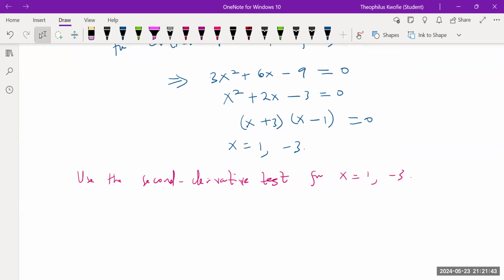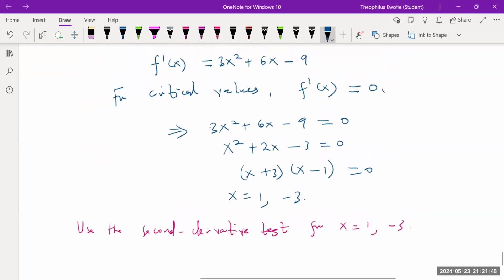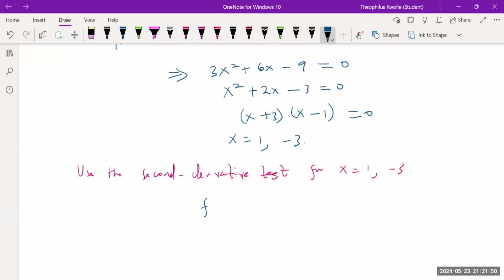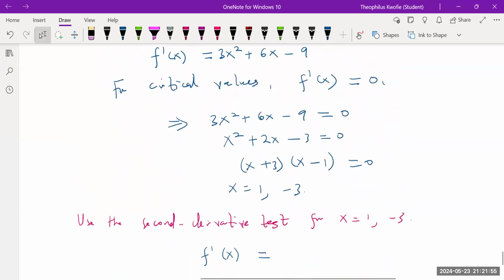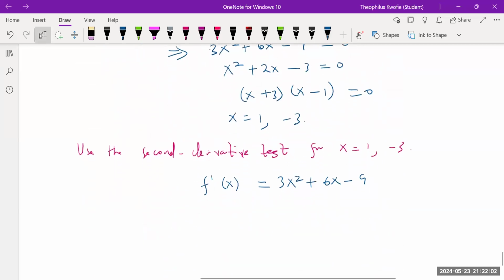So by using this, we need to find the second derivative. What would be the second derivative of this function? So already we know that our first derivative, when we solved it, was 3x squared plus 6x minus 9. So it means that our second derivative of this would just be what? So we drop the power, okay? Then we decrease the power by 1. So that gives us 6x. Then the derivative of 6x gives us 6, okay?